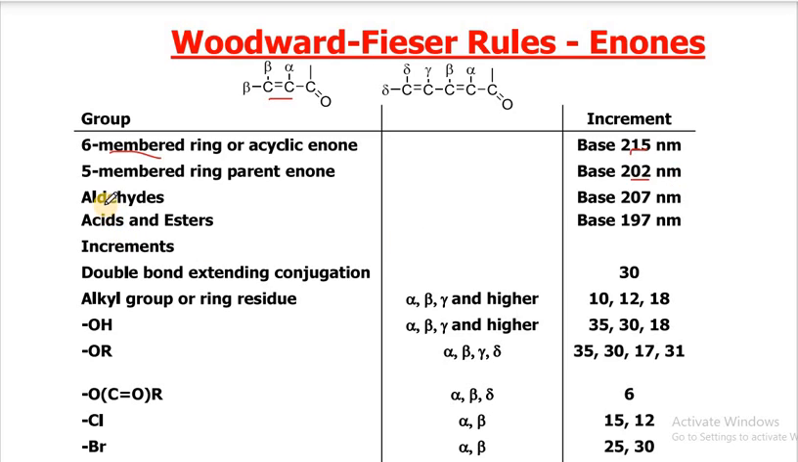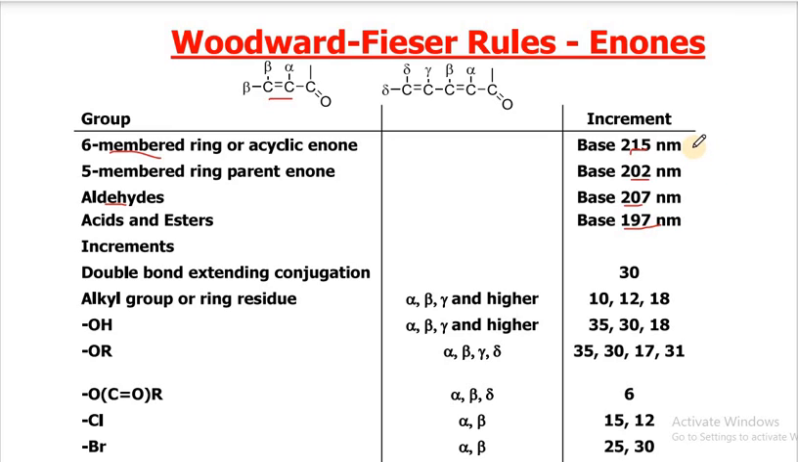And if aldehyde group is present, that is in this group if one hydrogen is present, then it will be aldehyde. For aldehydes basic value is 207 nanometer, and for carboxylic acids or esters, in which if OH group is present, then it is acid. If OR group is present, then it is ester. So for acids and esters the basic value is 197 nanometer.